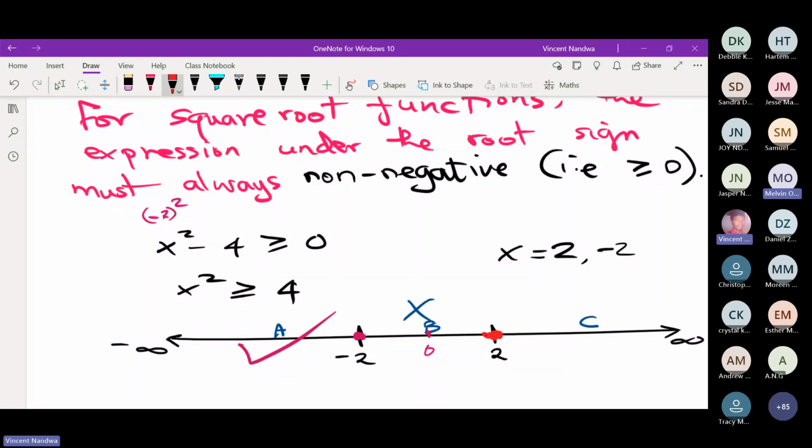Any number from 2 to infinity. Say 5. 5 squared minus 4. Is it greater than 0? Yes. So this interval also works.